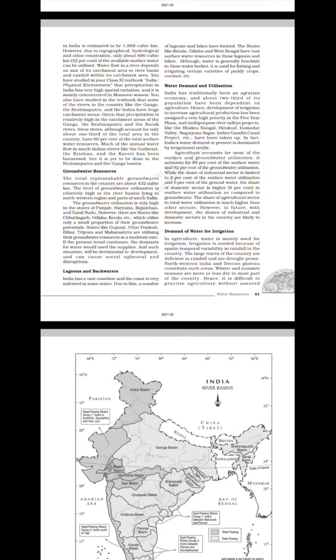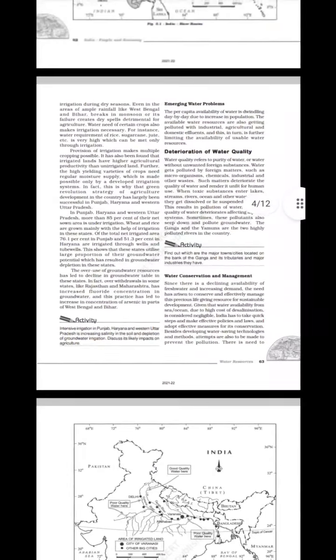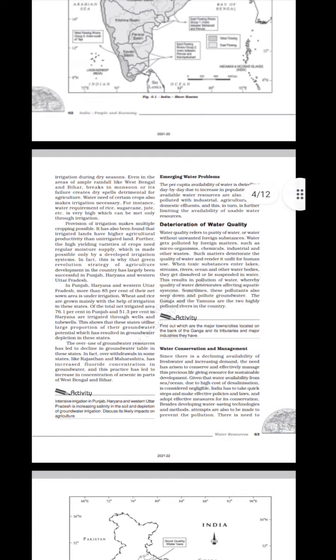In agriculture, water is mainly used for irrigation. Irrigation is needed because of a spatio-temporal variability in rainfall in the country. Large tracts of the country are deficient in rainfall and are drought prone. Northwestern India and the Deccan Plateau constitute such areas. Winter and summer seasons are more or less dry in most parts of the country. Hence, it is difficult to practice agriculture without assured irrigation during dry seasons.